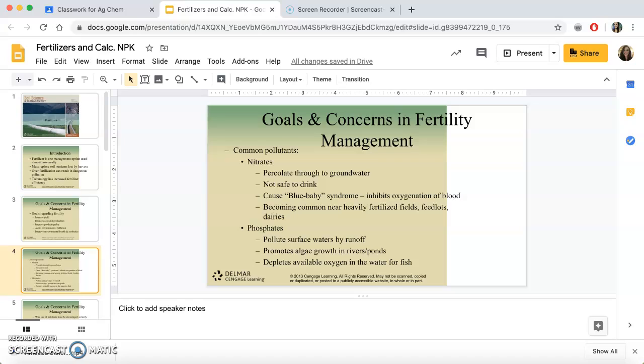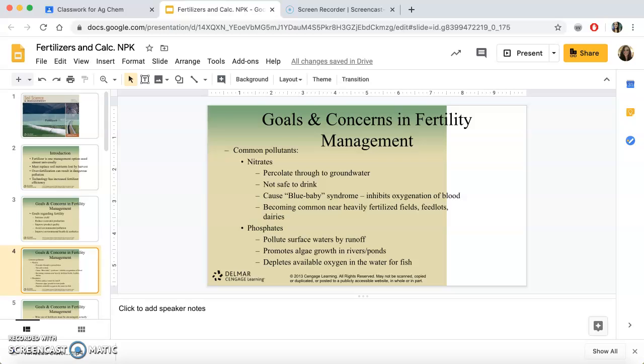There are a couple of common pollutants that we typically see. This is what we call nitrates and phosphates. You can remember that a nitrate and a phosphate is a polyatomic ion. A nitrate is like NO3 minus, and phosphate is PO3 minus, if I can remember off the top of my head. But it's basically a combination of nitrogen and oxygen, or phosphorus and oxygen. And if you can remember, these are anions, so they have a negative charge.